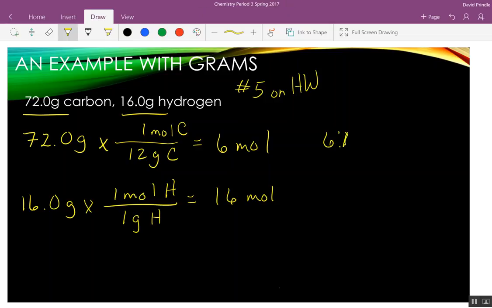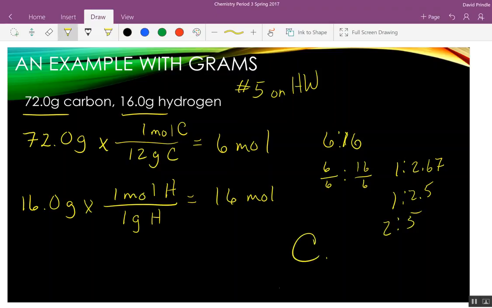And here's the difference here. If I go 6 over 6 and 16 over 6, I get 1 to 2.67. That's not a whole number ratio, but it's pretty close. And so you could round this off to 1 to 2.5, and if you doubled that, then it would be 2 to 5, and so the formula would be C2H5, and so that's where you go there.